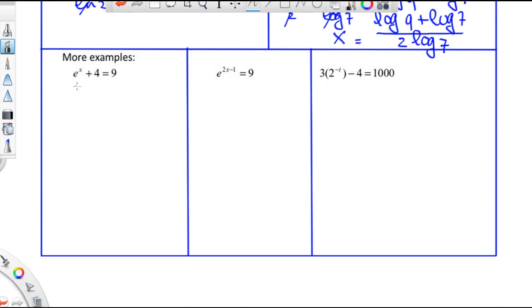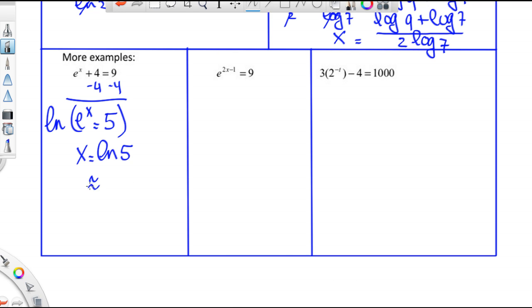Alright, so how about this one? Well, this works great, because if that's e to the exponent of x and 9 minus 4 is 5, and you're matching your base with your log, so the natural log here matches. So you actually get e here. So the answer is ln 5, and you can put that straight into the calculator. So that's 1.609. So that one was great.